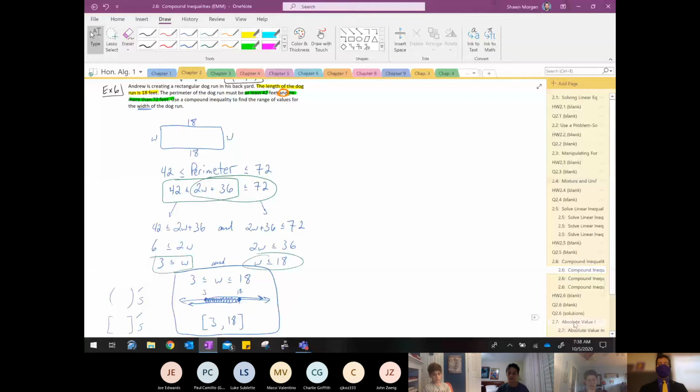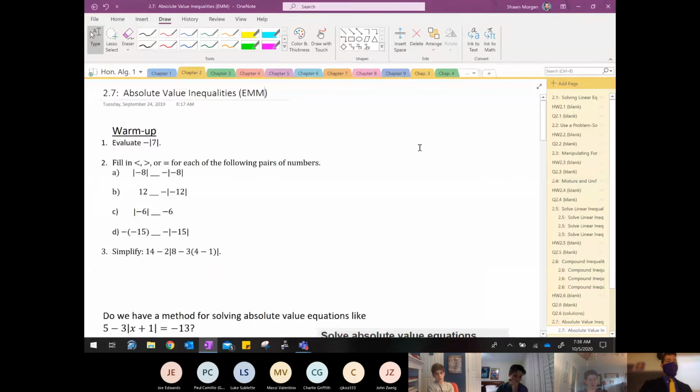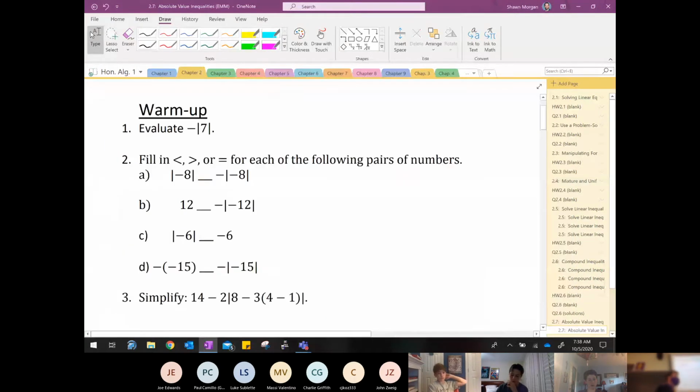All right, let's shift gears. We're going to get back into talking about some absolute value. I hadn't helped you guys with some absolute value in a while. Let's do this warm up rather quickly together. This is early morning math. When we discuss absolute value, remember it's the value of a number regardless of its sign. It's how far away from zero that number is.